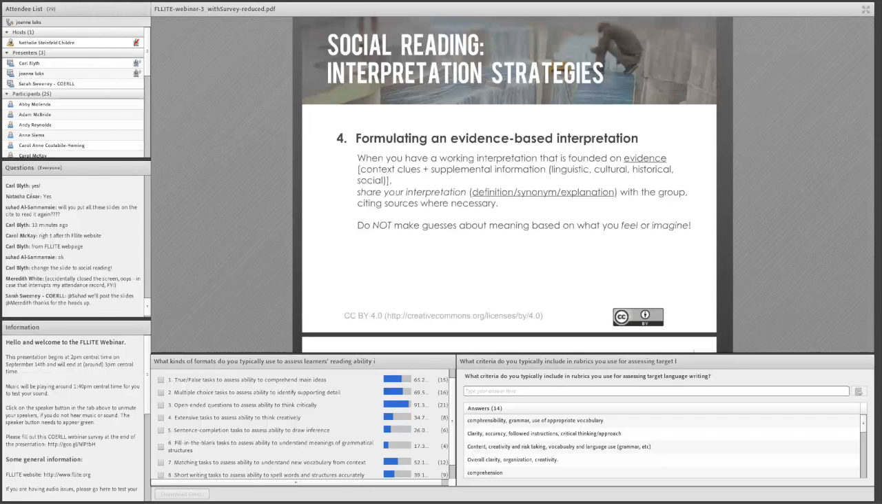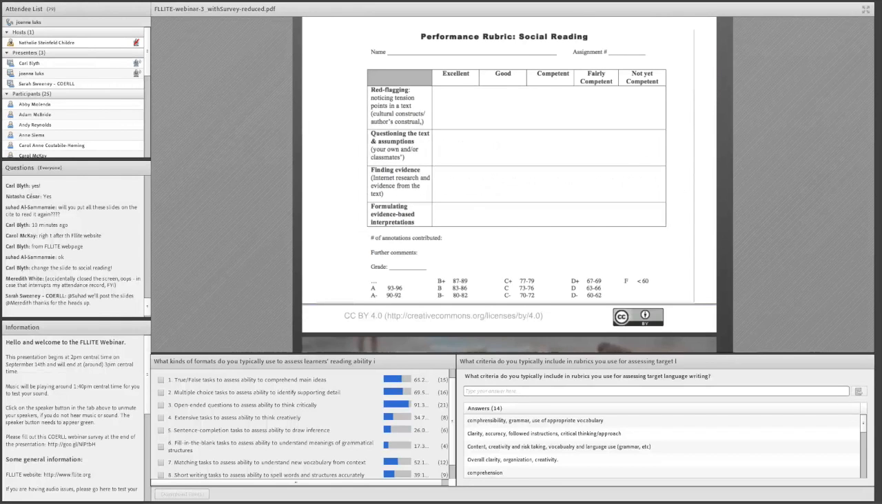And this is a very important point to get across for students. Do not make guesses about meaning based on what you feel or imagine. Right? We all tend to do that. That's our reference point. But that's exactly where we run into problems. So look for evidence that goes beyond what we may feel or imagine. All right, so then the performance rubric that goes along with this is very simply taking those strategies of red flagging, questioning the text, finding evidence, formulating an evidence-based interpretation, putting it into a rubric.